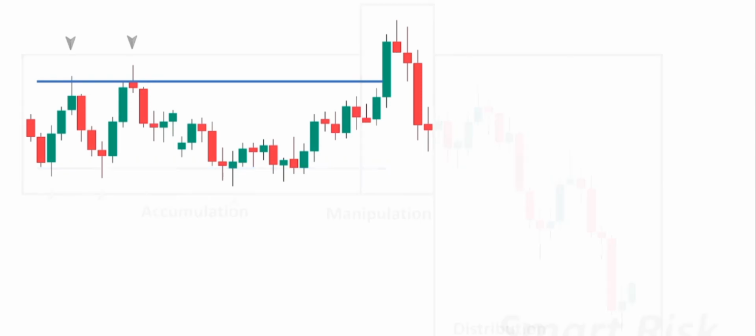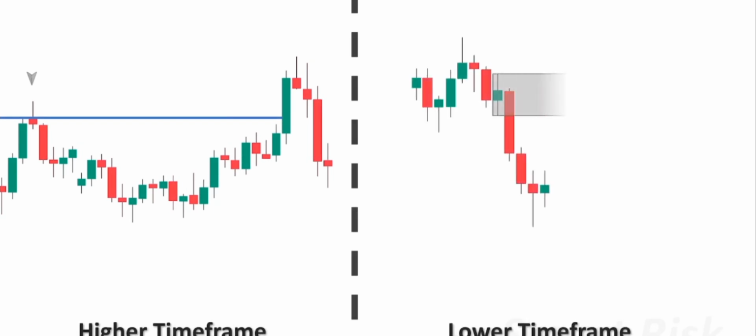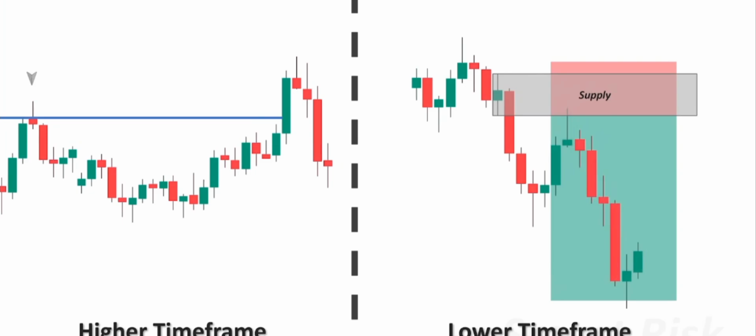To trade the AMD setup, wait for the price to sweep liquidity after a period of consolidation. Once the fakeout is confirmed, zoom into one lower time frame and look for supply zones to enter the trade. Set your stop loss below the zone and target the next important level ahead of the price.